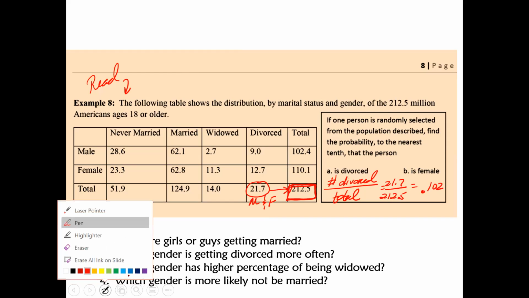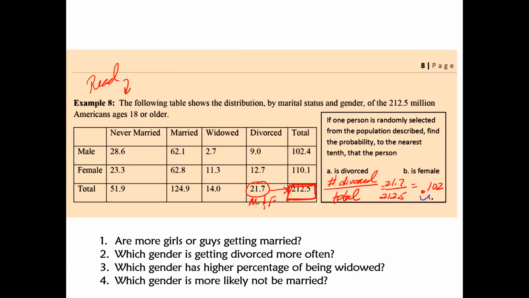So if you were to convert that into a percent, it will equal 10.2%. And that is the percentage of people getting divorced. I think actually nowadays it is probably significantly higher. It's probably about 50%.